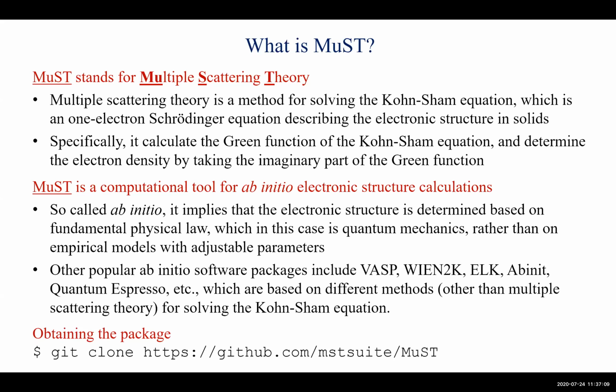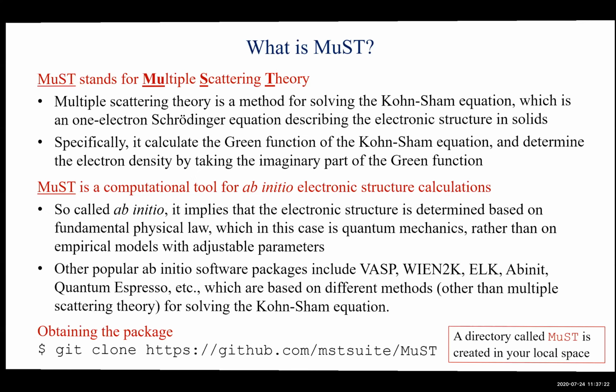The package is publicly available. You can find it with the command git clone, and you can download this MuST package. Once you do that, a directory called MuST will be created on your local disk space. Now we're going to show you how to run MuST. We're going to take copper zinc as an example.